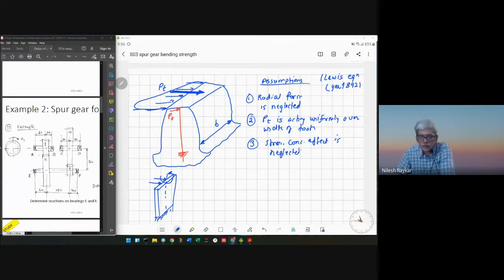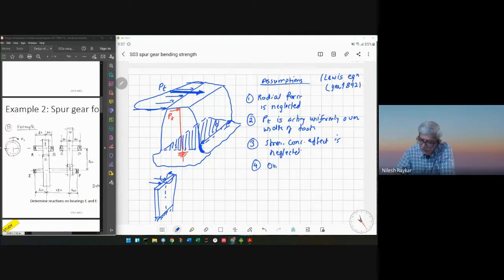So we don't consider the stress concentration effect, which is there at the root of the thread. Here the calculations are done by considering the cross section which is at the base of this particular tooth. It is only done on this particular face, and that stress concentration because of the corner fillet is neglected. It is indirectly taken care of in terms of the allowable stress, but there is no direct inclusion of that in the design formula.